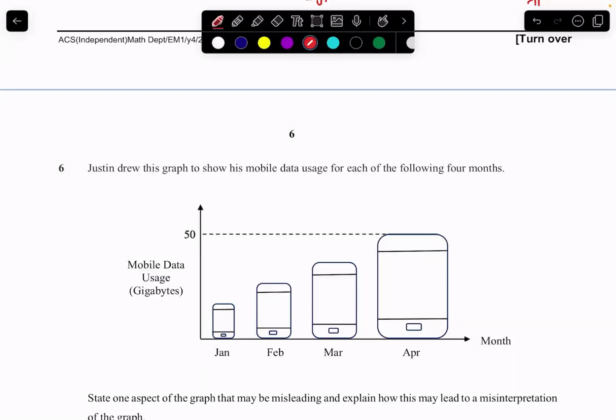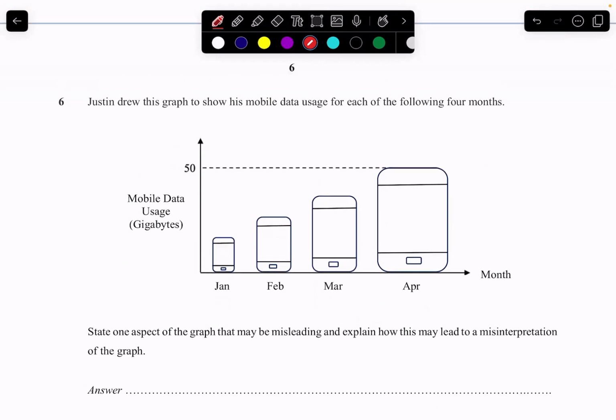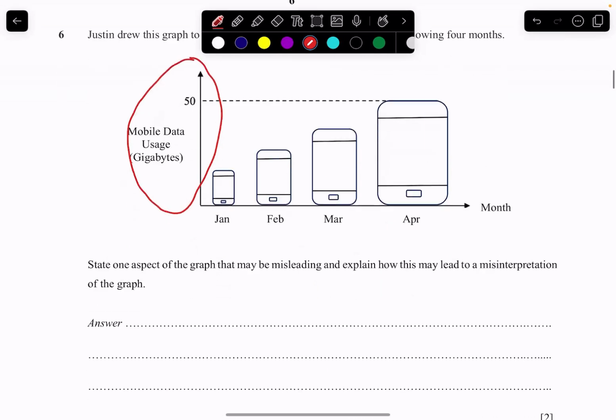Question 6. Justin drew this graph to show his mobile data usage for each of the following 4 months. I can see April, 50 gig of usage: Jan, Feb, March, April. State one aspect of the graph that may be misleading and explain how this may lead to a misinterpretation of the graph. For interpretation of a graph, we always look at the axis. There are a few aspects that are misleading.